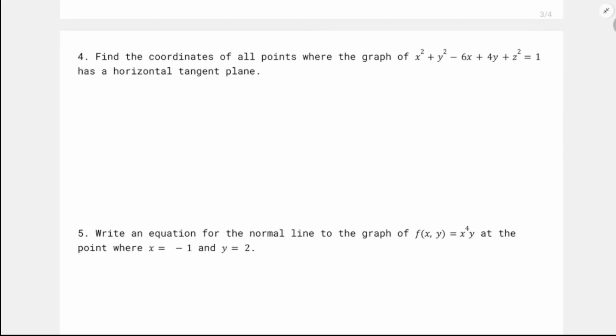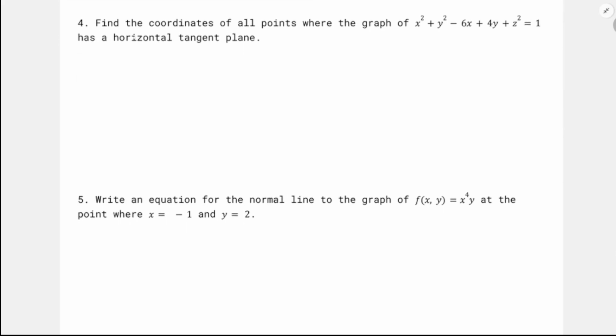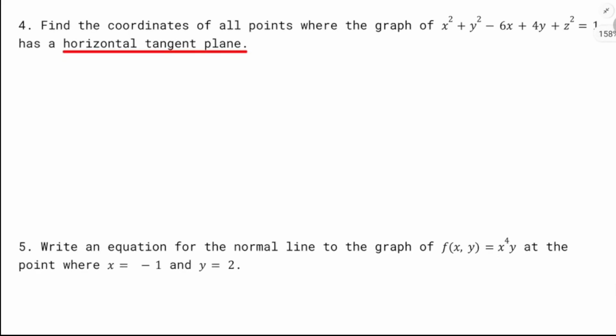Okay. Now for number 4, if we want a horizontal tangent plane, we need both of the partial derivatives to simultaneously equal 0. So we're going to need to take both of the partial derivatives. But this thing is kind of defined implicitly. So that means I'm going to have to take the derivative implicitly. So I'm going to find the derivative with respect to x first.